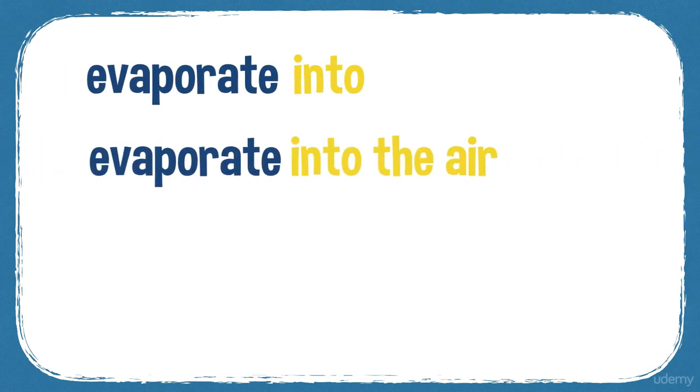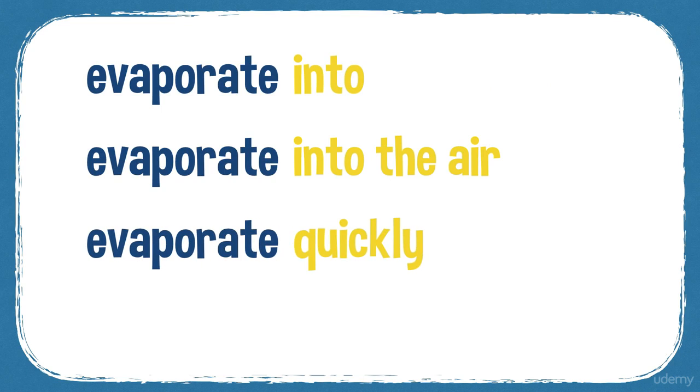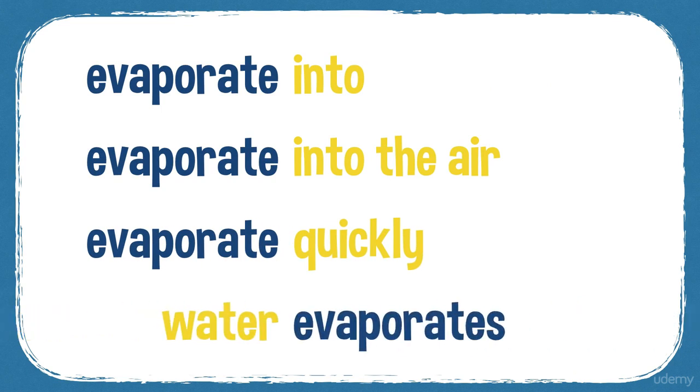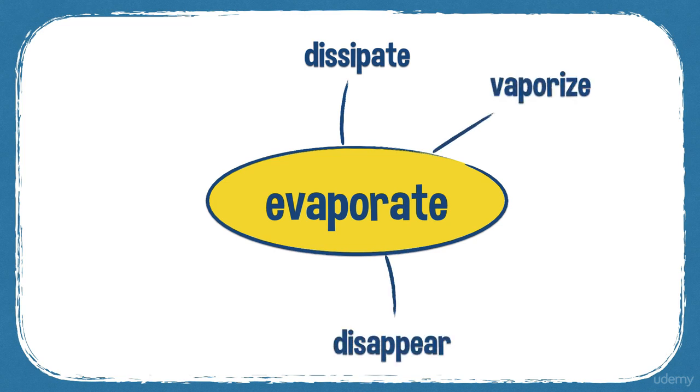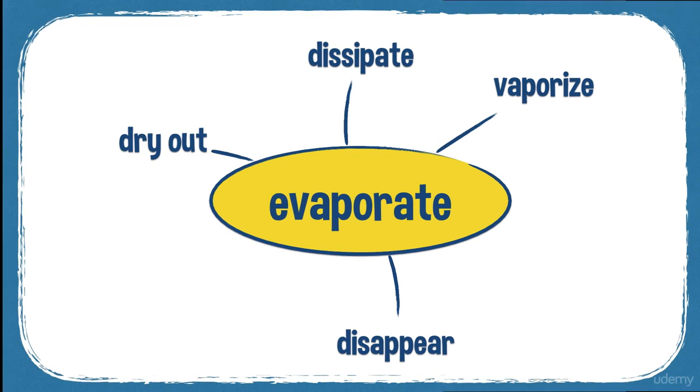You can evaporate into, such as into the air. Things evaporate quickly or slowly. Water evaporates. Those are very common collocations. Evaporate is a verb. So evaporates, evaporating, evaporated. And evaporation is the noun. Evaporation. And some synonyms for evaporate: dissipate, disappear, possibly. Vaporize is a nice one. Vaporize sounds a bit like Star Trek though. Dry out.